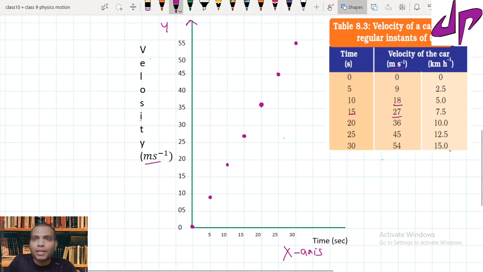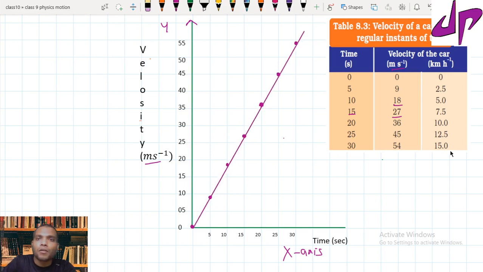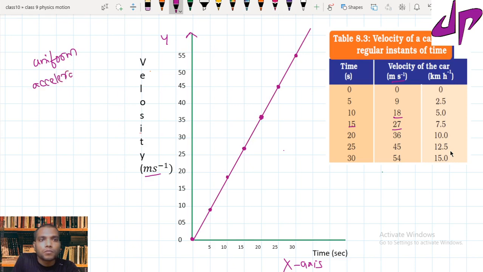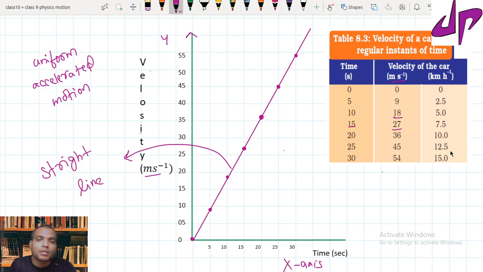So these are the points I plotted in the graph. Now I would like to join these points with a straight line. If I take a straight line, I can get the shape of the graph for uniform accelerated motion. So this gives a straight line. Our case is uniform accelerated motion. Now what is the shape of the graph? The shape of the graph is a straight line with inclined slope. This shape of the graph represents the object is moving with uniform acceleration.